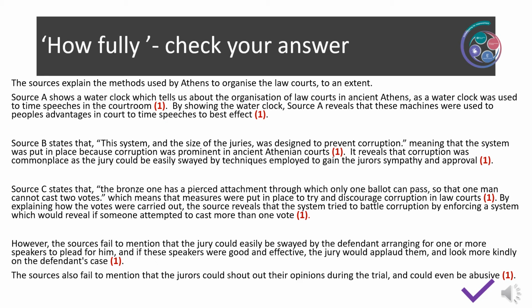By explaining how the votes were carried out, the source reveals that the system tried to battle corruption by enforcing a system which would reveal if someone attempted to cast more than one vote. However, the source fails to mention that the jury could easily be swayed by the defendant arranging for one or more speakers to plead for him, and if these speakers were good and effective, the jury would applaud them and look more kindly on the defendant's case. The sources also failed to mention that the jurors could shout out their opinions during the trial and could even be abusive.